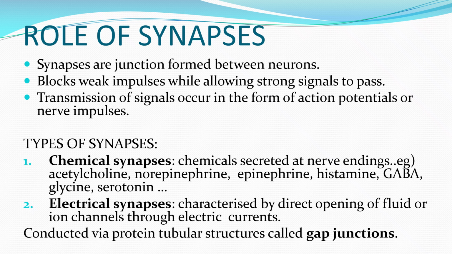They basically block weak impulses and allow only the strong signals to pass through. There are different types of synapses: chemical synapses and electrical synapses. The chemical synapses are mediated by neurotransmitters like acetylcholine, norepinephrine, epinephrine, histamine, GABA, glycine and serotonin. Electrical synapses are transmitted by electrical currents, conducted within protein tubular structures called gap junctions.